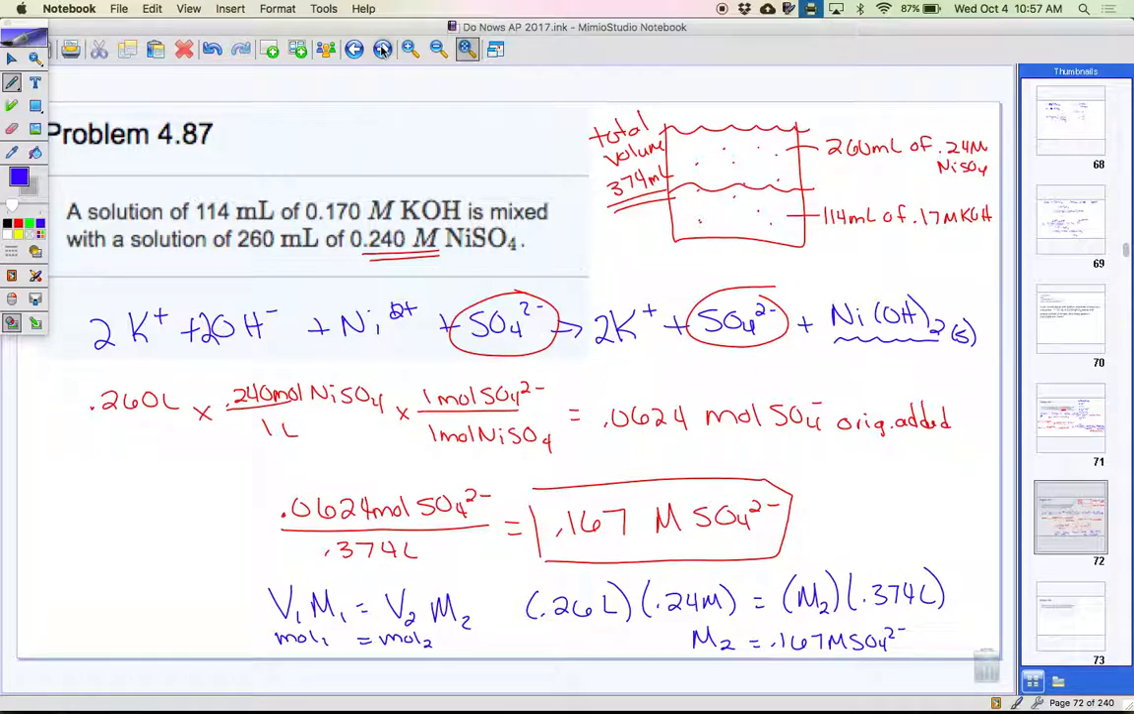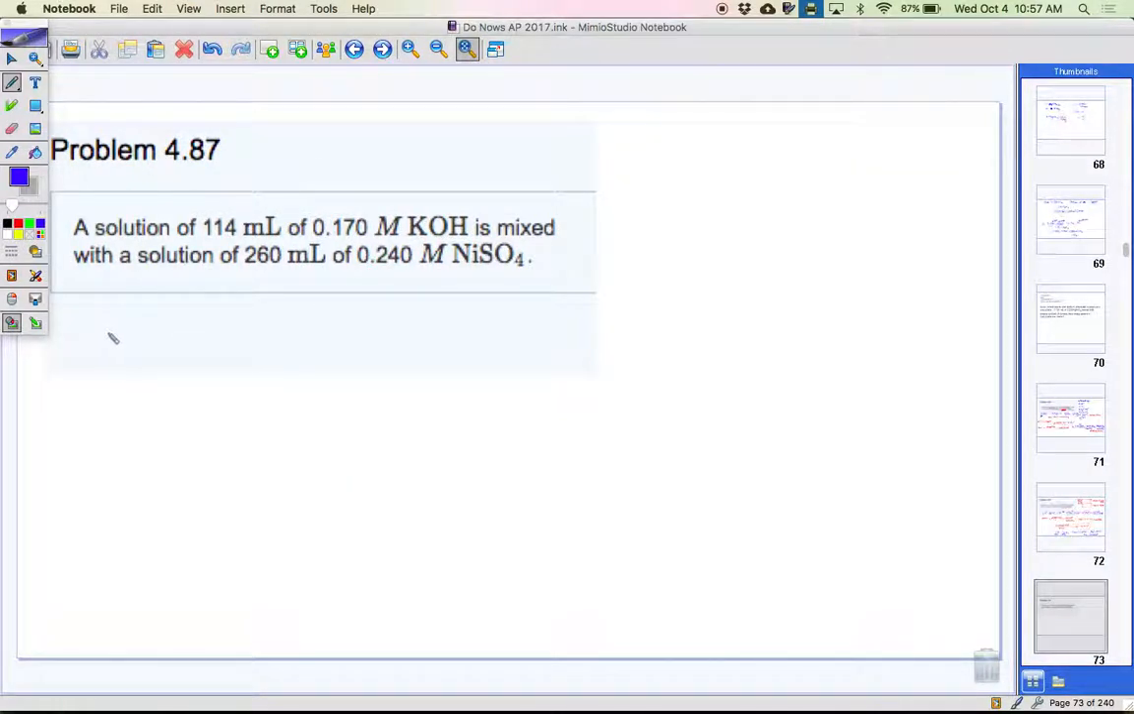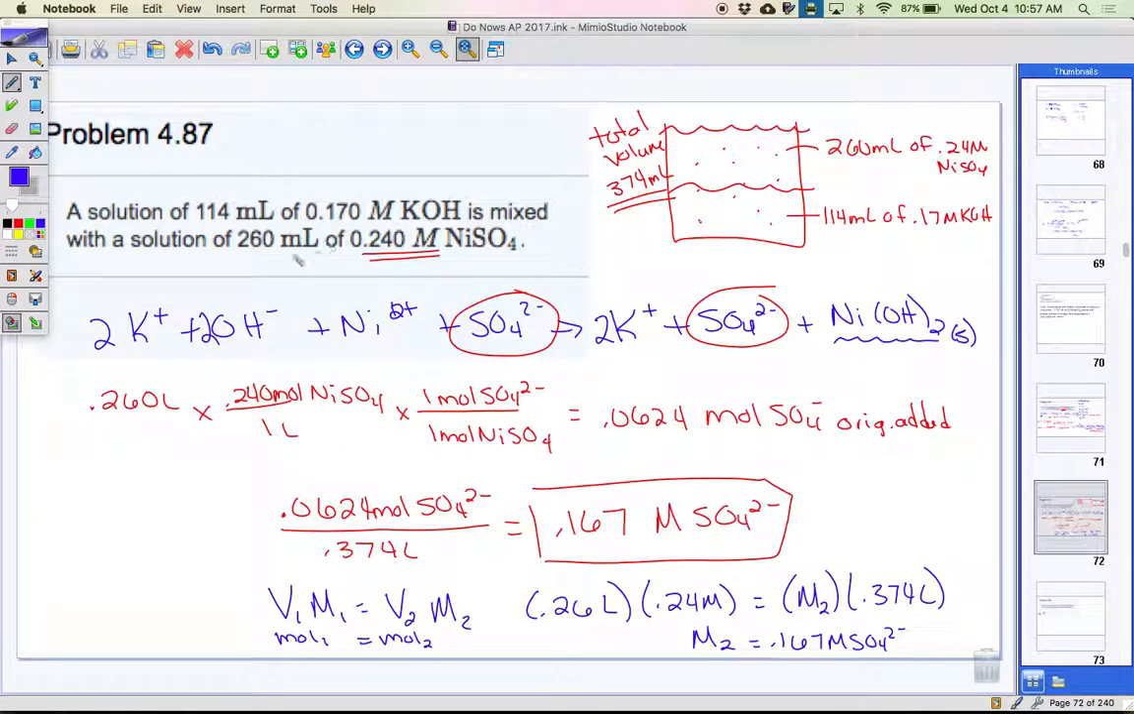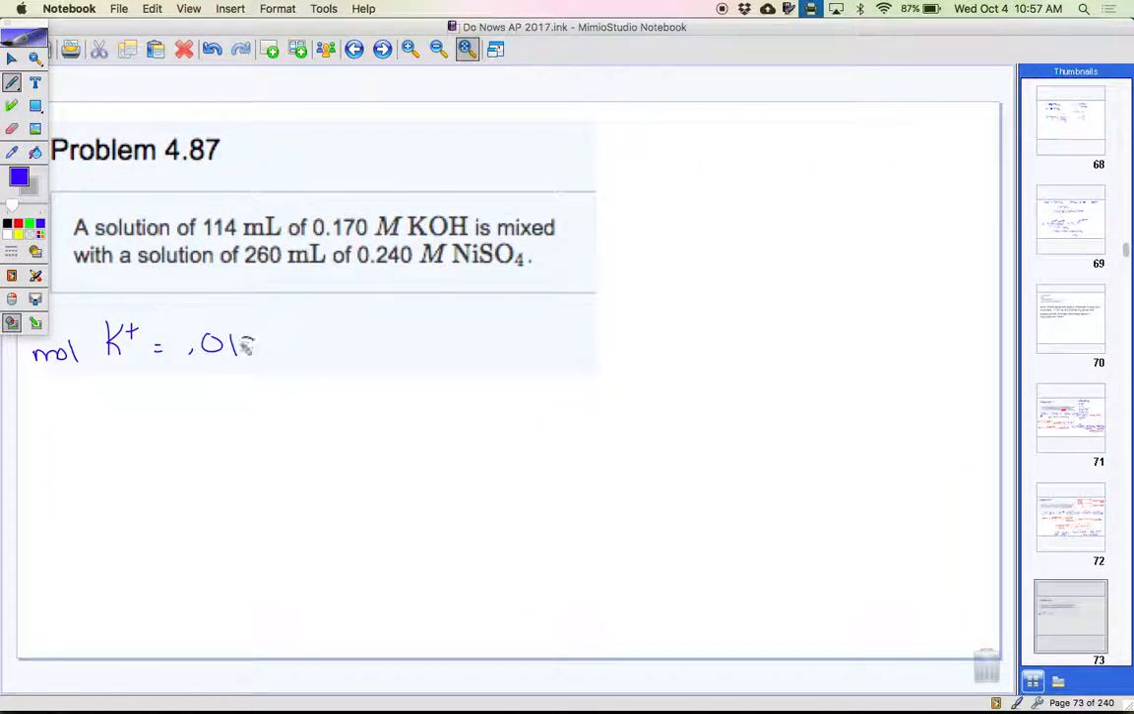I have like 6 different tries on that. That's a lot. I tried doing it both ways, but I got two different answers. Oh, we shouldn't get two different answers. 0.0194 moles. So we have 0.0194 moles of K plus, right? Over 0.374. What does that come out and give us? I got 0.052. That's what I got. But then I tried to do the stoichiometry way. Okay, well, that is the stoichiometry.